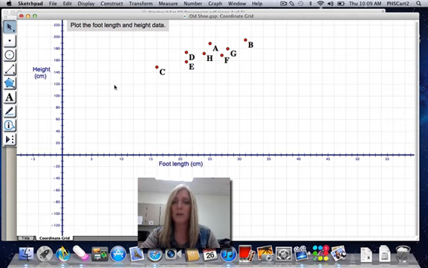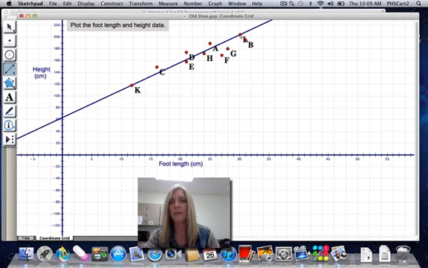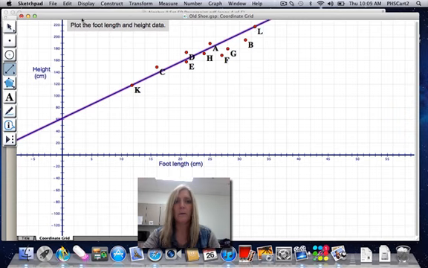So you'll plot your points on your Geometry Sketchpad, and then we're going to draw a line. So we'll click on our line, and we'll come over here and just draw a line just through the average of your data. There's no right or wrong. It just kind of is the average of where your data is. Now, once you do that, be sure you go back to the arrow and click out of that, so you don't have to continue to draw lines.